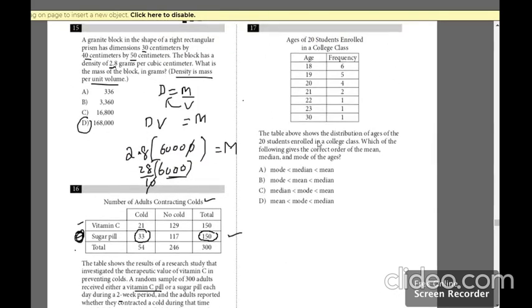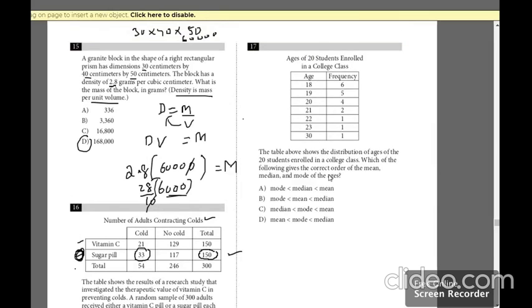Moving on to the next question, it's statistics: mean, median and mode. We have a table, we need to work it out and select which of these is the best answer choice: mean, median, mode. We'll work it out, and the easiest one is the mode. To work out the mode, we look for the most repeated number. The highest frequency is 6, so 18 is your mode. That's how simple it is.